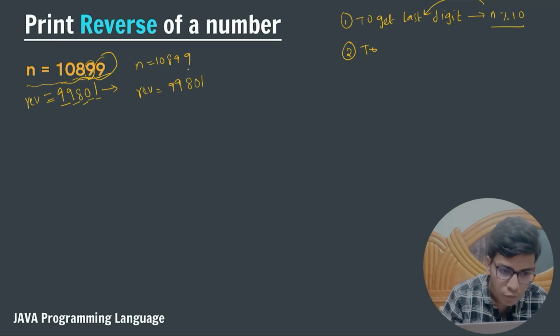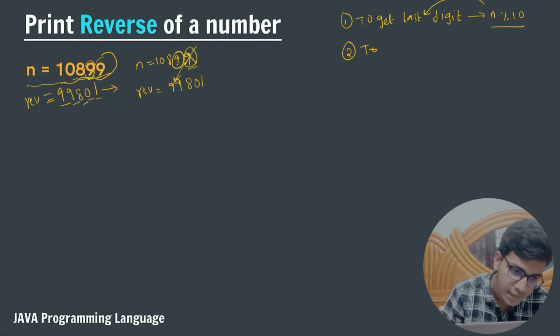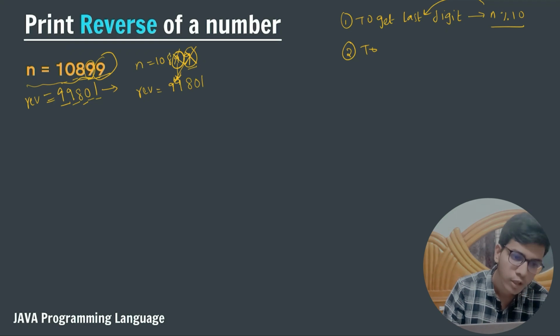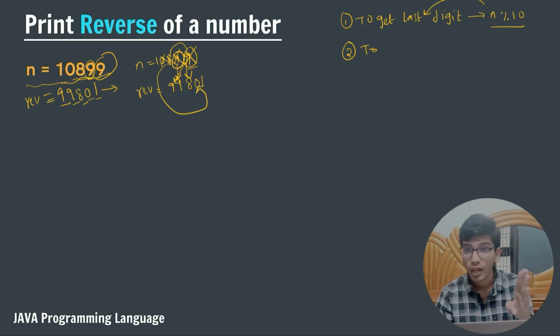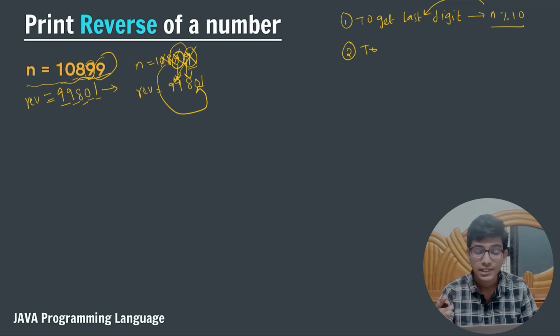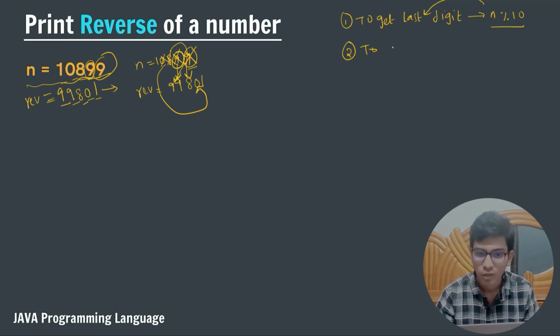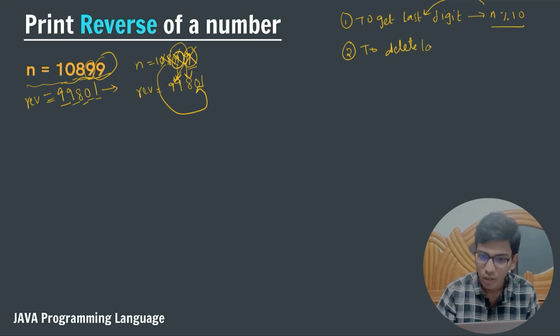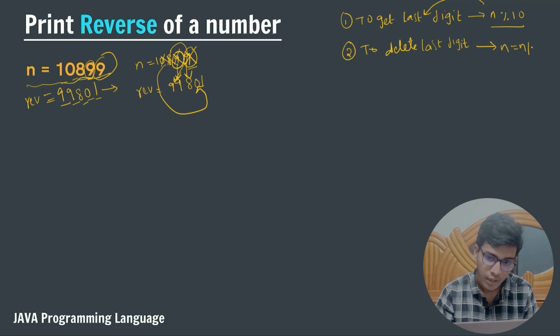So first of all we take this 9 and we'll print it here. After that we'll delete it. Then we'll take our second 9 and print it here. After that we'll delete it. Then we'll take 8 and print it here. After that we'll delete it. And then we'll take 0 and print it here. After that we'll delete the last digit. So this is the working. To delete the last digit of a particular number, what will we do? We'll do n is equal to n divided by 10.